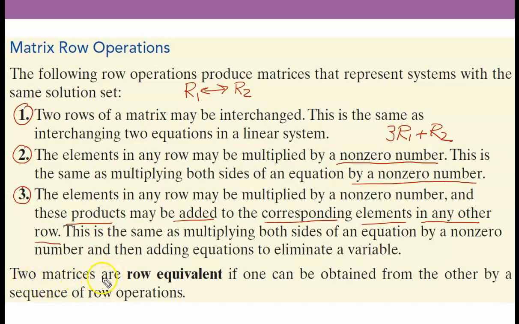Now, two matrices are row equivalent if one can be obtained from the other by a sequence of row operations. So what are our row operations so far? We can change one row with another, and we can multiply one row by a non-zero number and then add it to another row. That would give you an equivalent row as a second row in a sense. All right, we're going to see this in action very shortly.